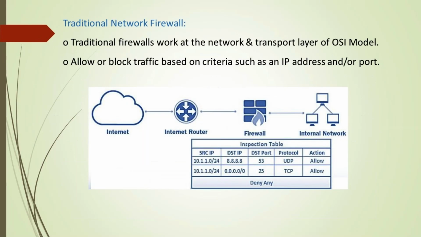Traditional network firewall. Traditional firewalls work at the network and transport layers of the OSI model. They allow or block traffic based on criteria such as an IP address and/or port.